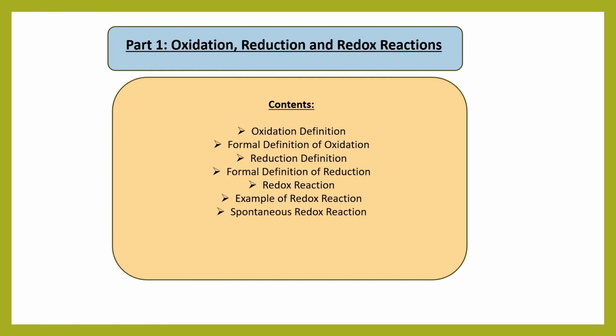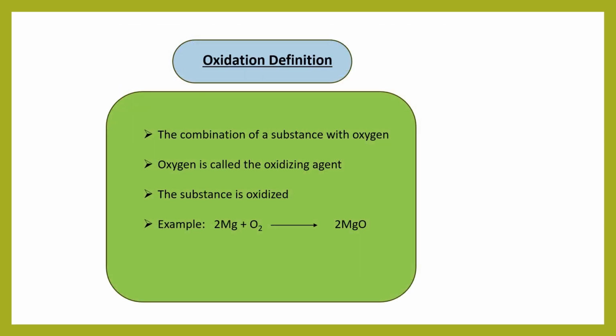In this video we will learn about oxidation, reduction and redox reactions. Oxidation definition: the combination of a substance with oxygen is called oxidation, and the oxygen is the oxidizing agent. The substance is oxidized. Example: two molecules of magnesium react with oxygen and form two molecules of MgO, or magnesium oxide.